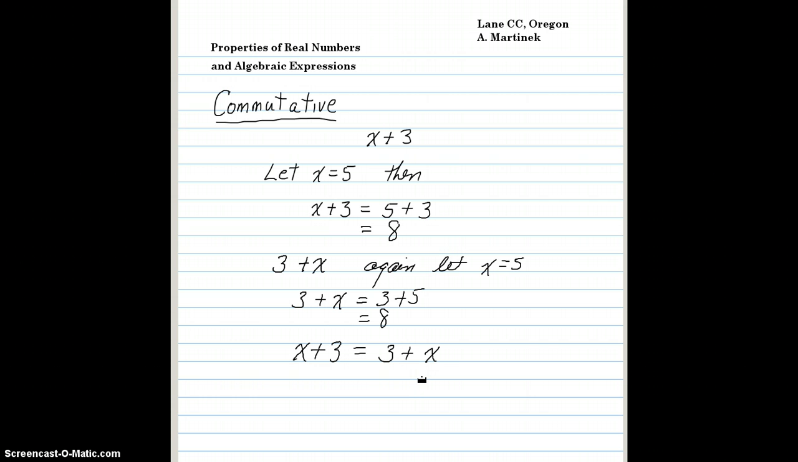The commutative property also holds true for multiplication. Note that 3 times 7 is equal to 7 times 3. If I get an answer, so I'm going to say this is true, the commutative property also holds for multiplication.